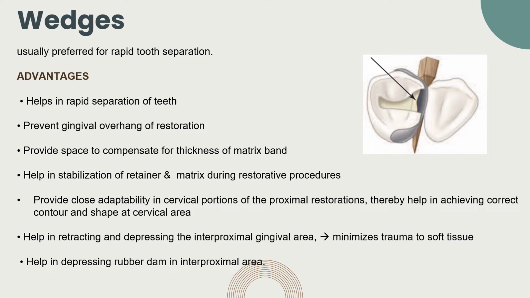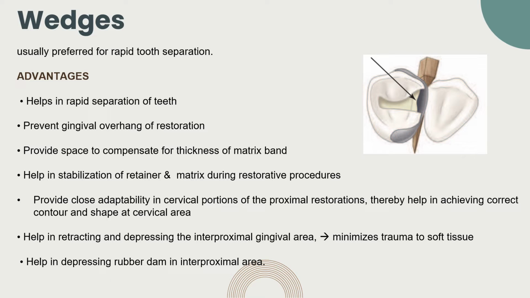Wedges are widely and commonly used and are the preferred method for rapid tooth separation. They help in rapid separation of the tooth and also prevent gingival overhanging of the restoration. They also provide a space which compensates for the thickness of the matrix band. They also help in stabilization of the retainer and matrix during the restorative procedure. They provide a close adaptability in cervical portions of the proximal restorations, thereby helping in achieving a correct contour and shape at the cervical area.